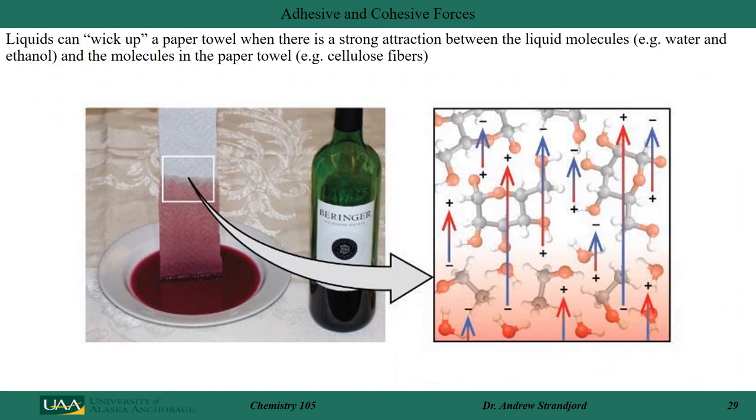This same capillary action is responsible for liquids wicking up in a paper towel. That's illustrated here where I take a paper towel and dip one end into a liquid like wine. The wine has an attractive force for the solid, which is the paper towel here, and the liquid tends to move up by capillary action. My solid in this case is just cellulose fibers, as in most types of paper towels, and my liquid here is a combination of both water and ethanol. So here I'm still looking at the competition between adhesive forces and cohesive forces.